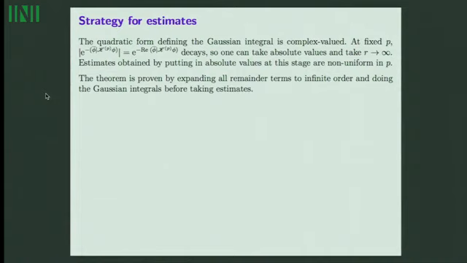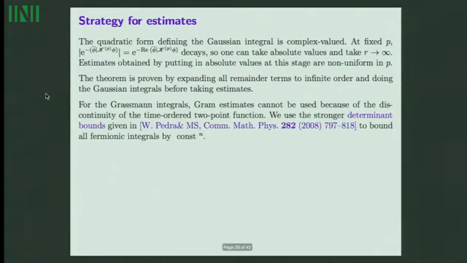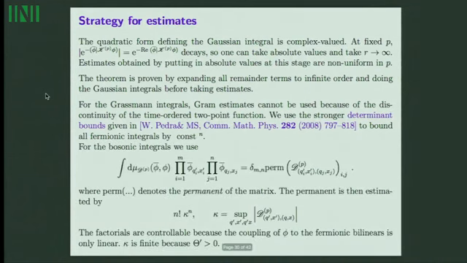And once we have taken r to infinity, we go back to the original expression, and we avoid putting in absolute values because the integral is oscillatory. So for the Grassmann integrals, we have a determinant bound which we use at the end. For the bosonic integrals, we don't use any bound for the moment, but we just expand it out completely. So we expand it to infinite order, and use the fact that bosonic integrals are permanents. And permanents, of course, do not have good bounds.